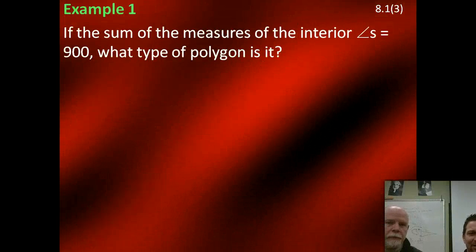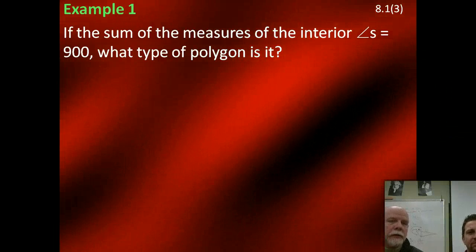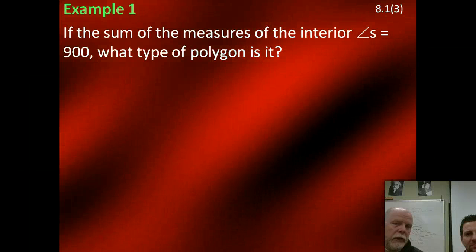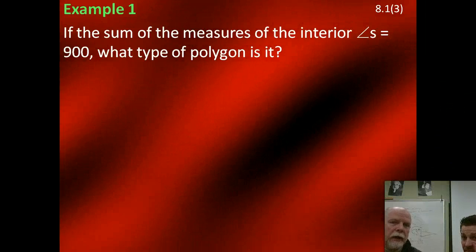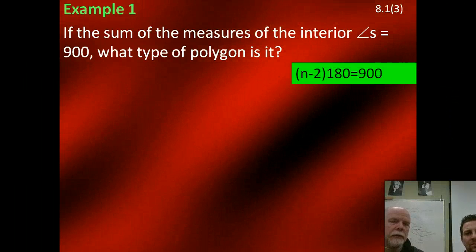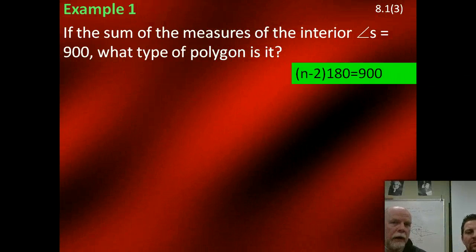Here we go. So if we look at another example, same thing, just going backwards. This one says if the sum of the measures of the interior angles adds up to 900 degrees, what type of polygon is it? We're just going to take the formula that Mr. Bedella was just using in the last slide and set it equal to 900. So we're going to take the n minus 2 times 180 because we don't know how many sides it is. So we can't plug in for n. That's what we're trying to figure out. How many sides does it have? What kind of polygon is it?